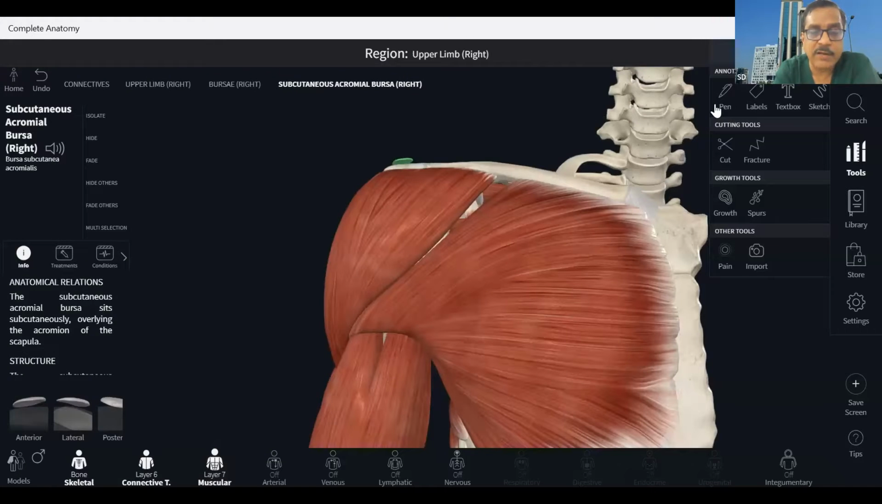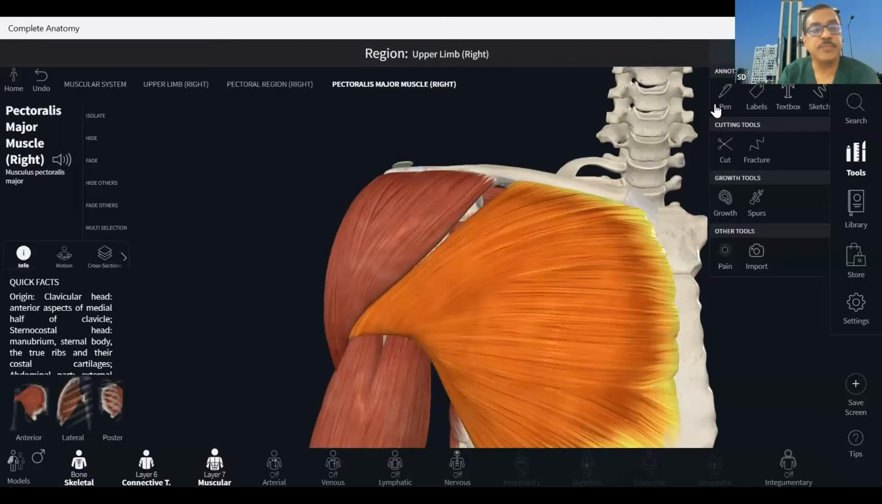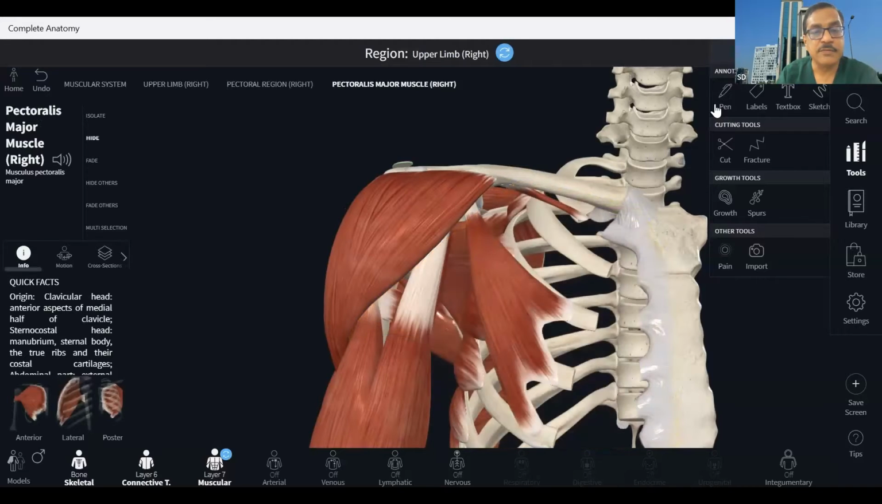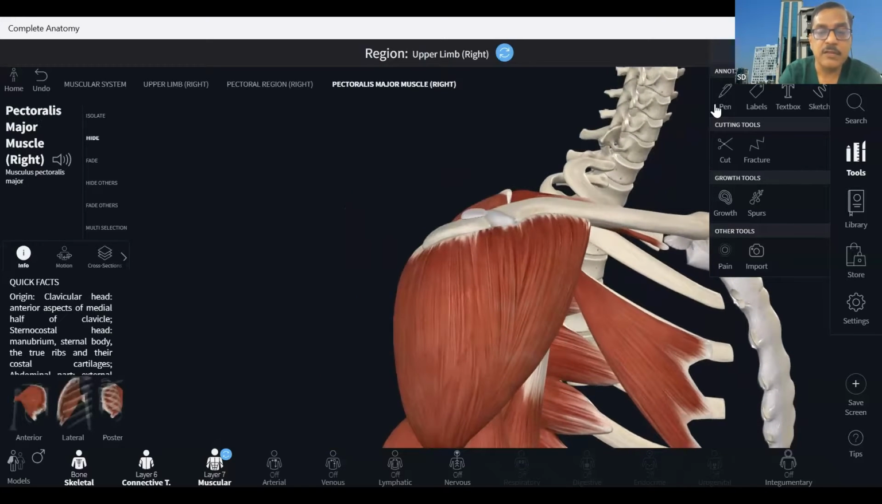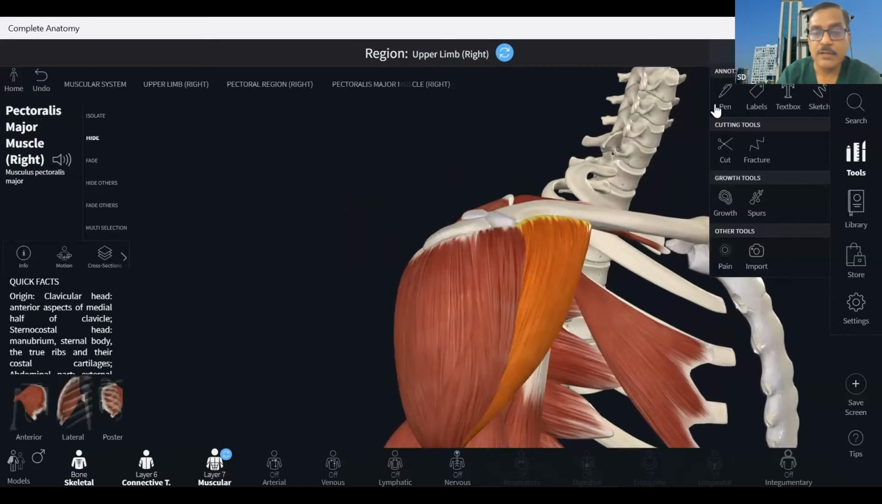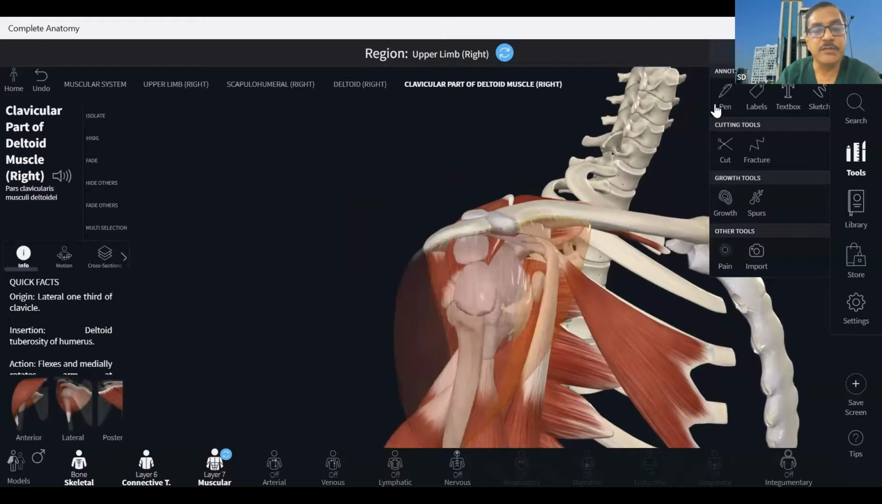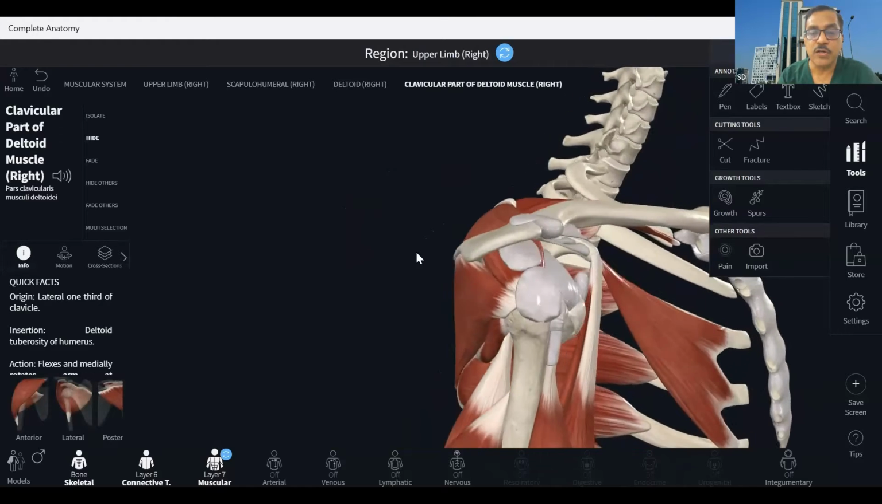So just look at layer by layer. First, I am removing this front muscle, that is the pectoralis major. So the pectoralis major, I'm hiding. And then the 3 strips of the deltoid, anterior, I'm removing that. So whole of the deltoid went away. So anterior, middle, posterior part. And now we have exposed the rotator cuffs.